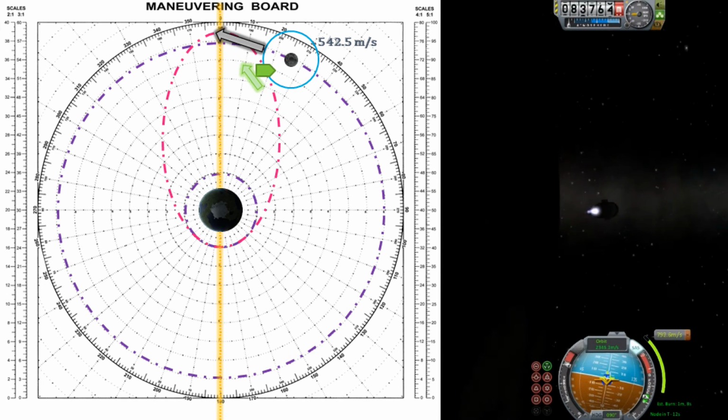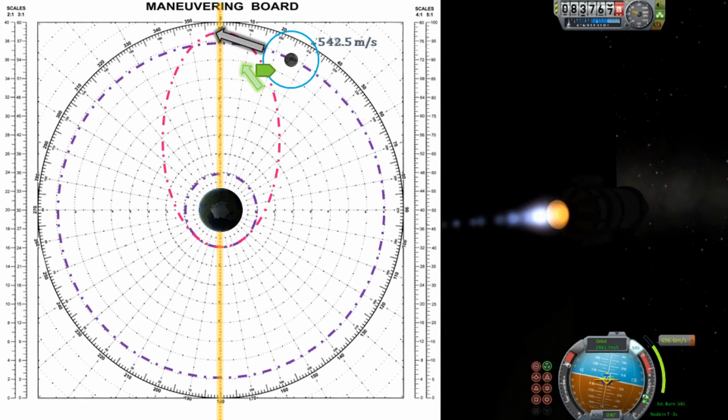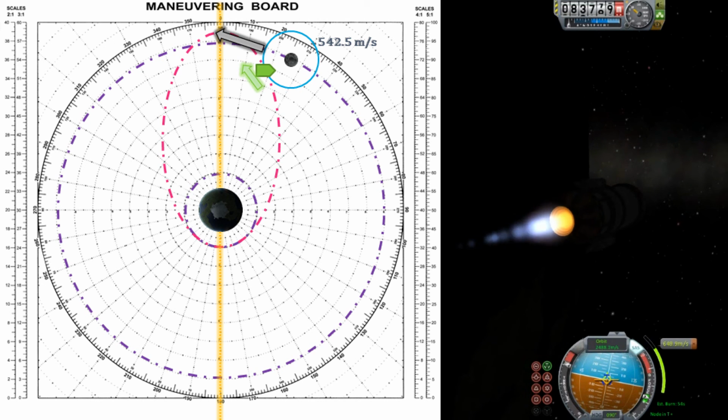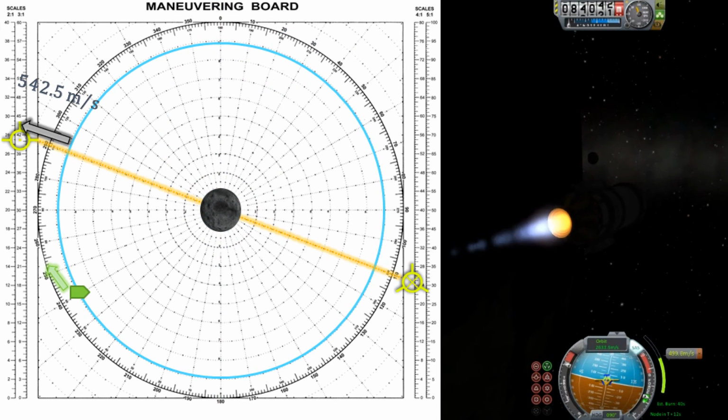The Mun is going 542 meters per second, and in this case the spacecraft intercepts the Mun SOI well before it's reached its AP. It still has a velocity represented by the green arrow. Now once inside the SOI, everything is relative to the Mun now.